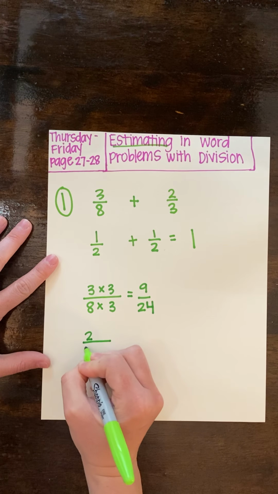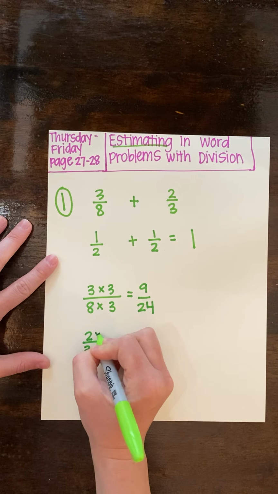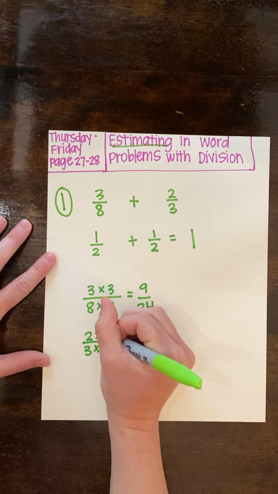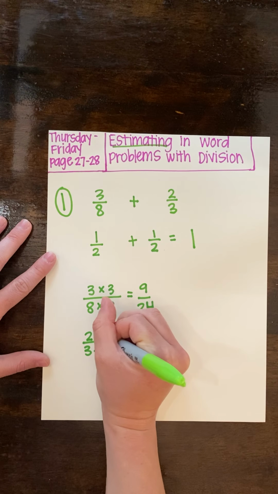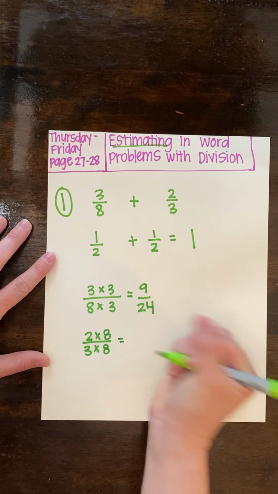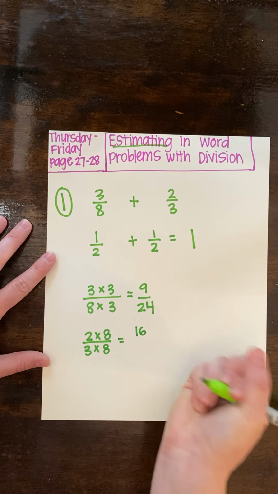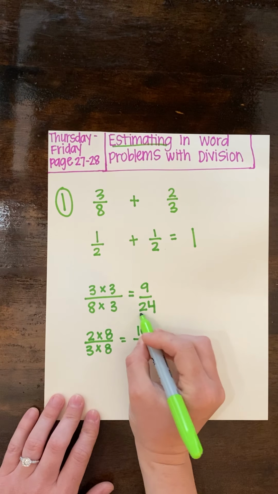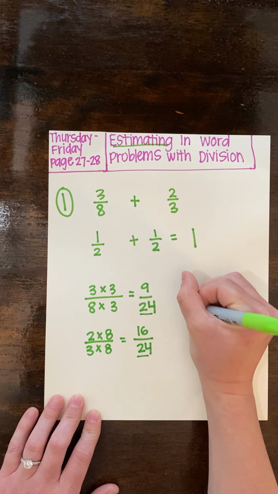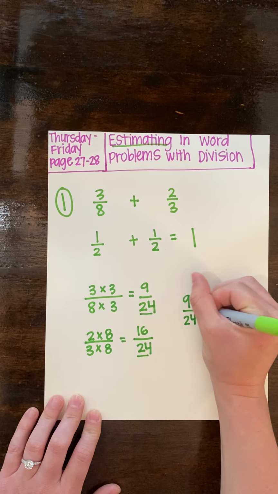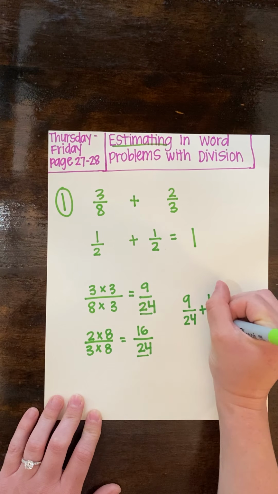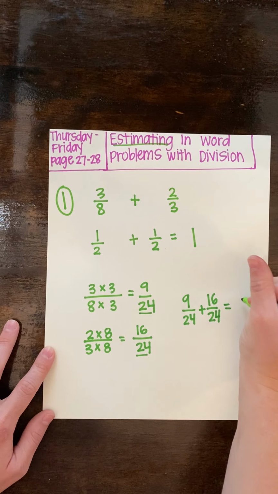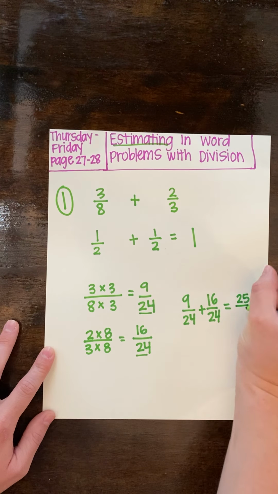Now I'm going to come up with a common denominator for 2/3. Look at the other denominator. Going to multiply 2/3 times 8/8. 2 times 8 is 16. 3 times 8 is 24. So now I can add these now that I'm in the same unit. So I have 9 24ths plus 16 24ths. When I add this together, I get 25 24ths.